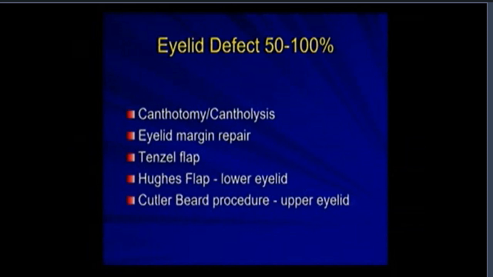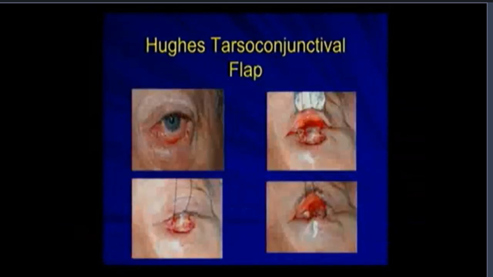If the defect is between 50 and 100%, we need to do more mobilization and also tricks to get the defect closed. We can use canthotomy and cantholysis along with lid margin repair, tensile flap, Hughes flap, and Cutler-Beard flap, or other options that we're going to touch on. This is a big defect in the lower lid, and here we need to reconstruct the posterior lamella and also the anterior lamella, because both are missing.